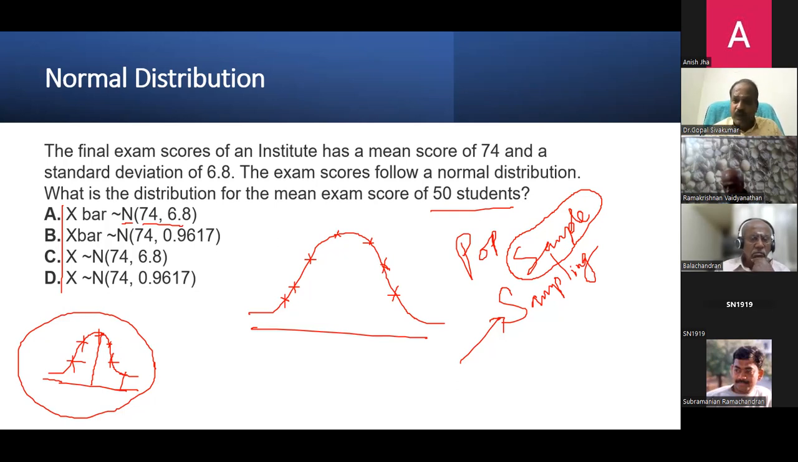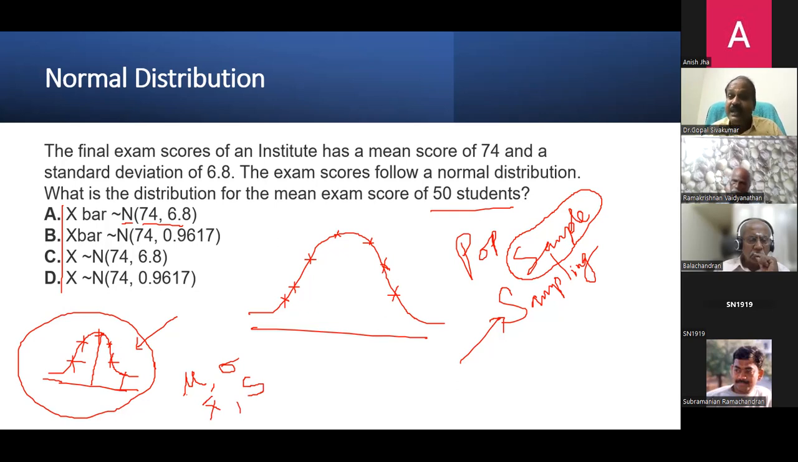Please note, for the population, the mean and standard deviation are called parameters. For the population, the mean is given a symbol called mu, standard deviation is given a symbol called sigma. When I say mu and sigma, I am referring to population parameters. All of you are with me? Now I take the sample. In sample, the mean is x bar. The standard deviation is represented as capital S.